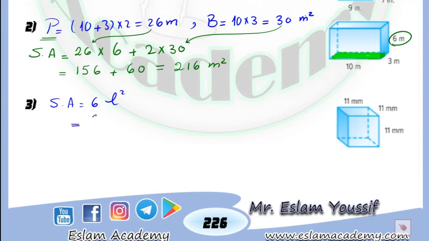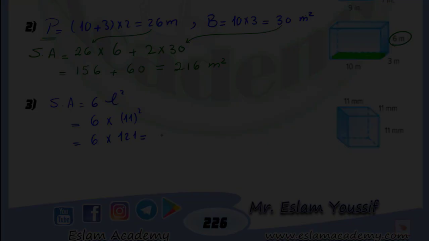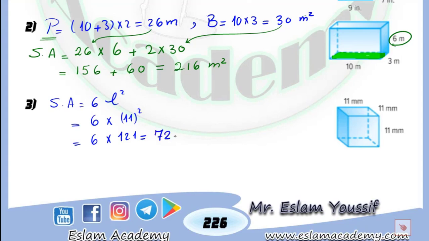Now we need to find the surface area. So 6 multiplied by L, which is the edge length, which is 11, to the power 2. So the answer now would be equal to 6 multiplied by 11 to the power 2, which is 121. By multiplying, you will find that the answer will be equal to 726 squared units.